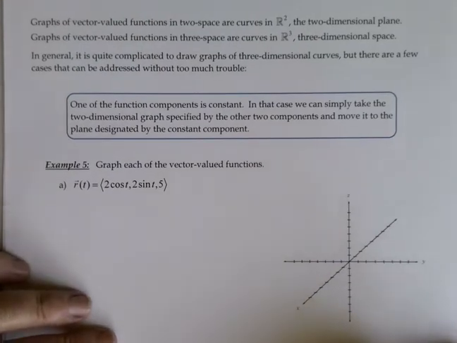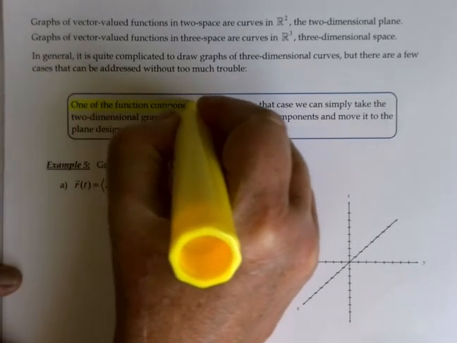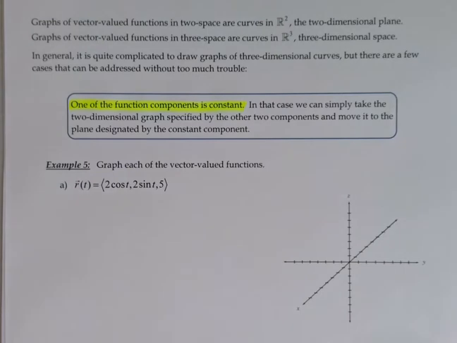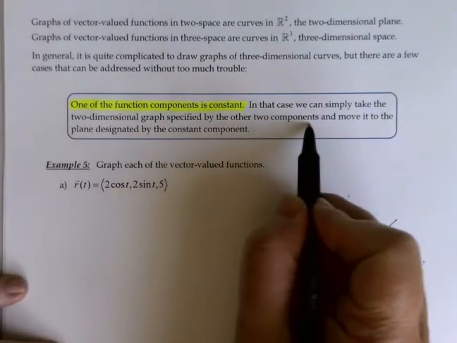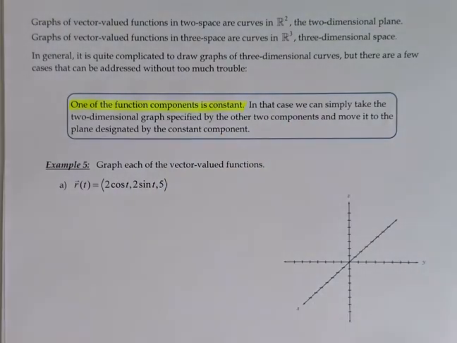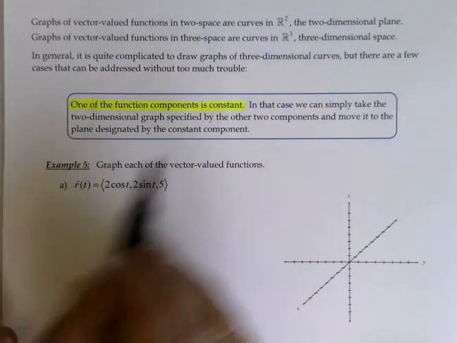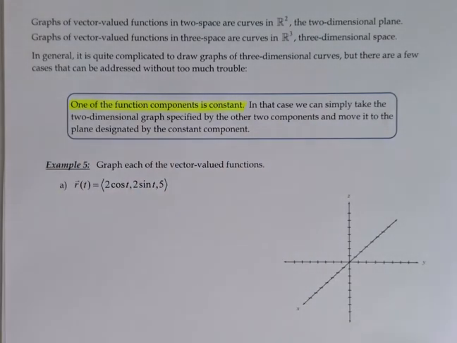All right, the first special case, one of the function components is constant. If that happens, we can usually draw the curve ourselves. What we do is we look at the other two components, the non-constant ones. Think about what that graph would look like. That's just a 2-dimensional graph, which we either know or we could use a calculator to help us figure out. And then we'll just move that to the plane designated by the constant component. So here's what I mean.